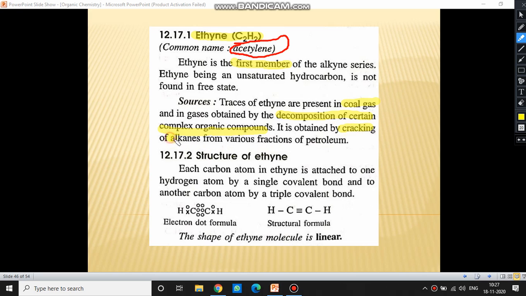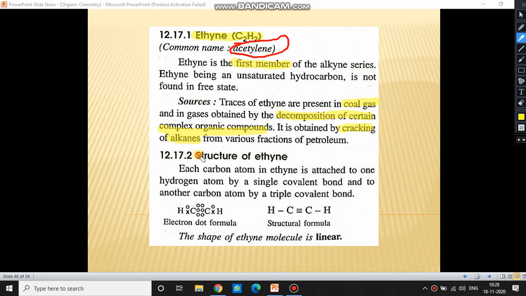Now, what is cracking of alkanes? When alkanes are heated at very high temperature, the long chains of alkanes break up. Since the long chains break up, maybe one of the chains has a lesser number of hydrogens. Because hydrogens are less, they are not alkanes now, they change into alkenes or alkynes. This is what is called cracking of alkanes. This happens basically during the heating of the fractions of petroleum.